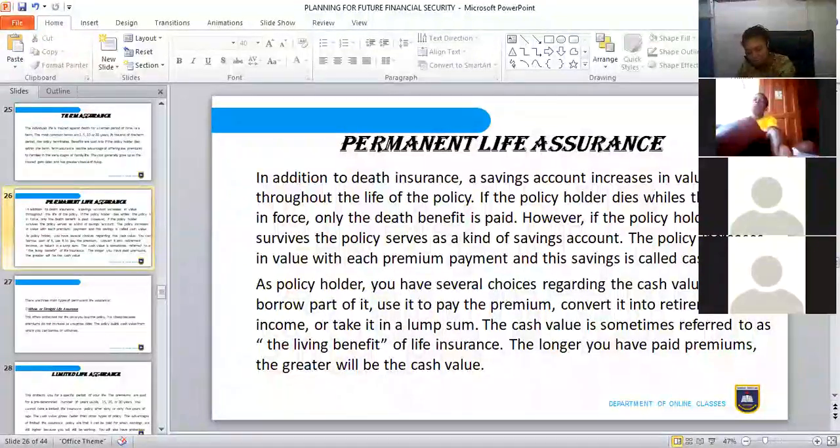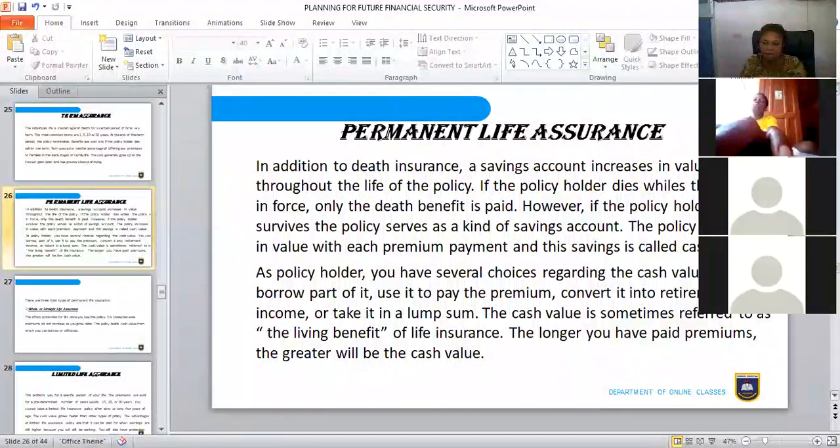Because let's assume you made a policy up till this time, and then the time came, but nothing happened. So the money is just there. You can borrow part of it and use it, or you can use it to pay your premium, or you can also convert it into a retirement income. Or some companies can also give it to you in lump sum. So the cash value is sometimes referred to as the living benefit of life insurance. And the longer you have paid, the greater will be the cash value. That is for the permanent life assurance.